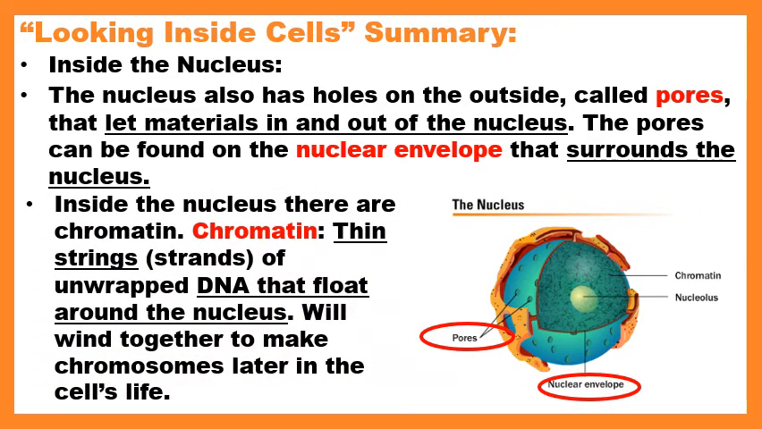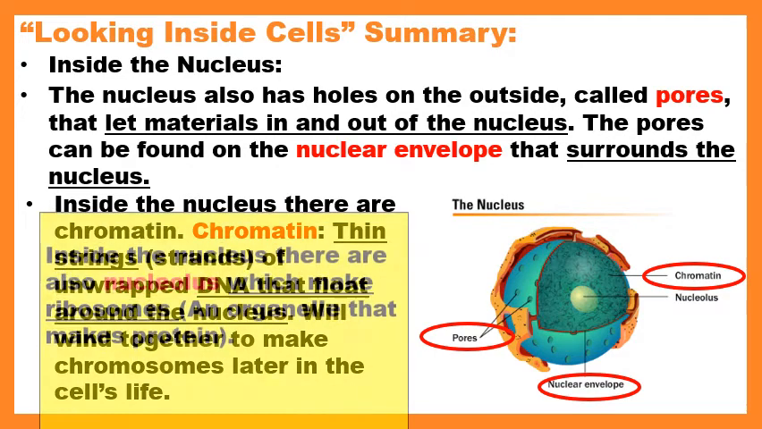Next, we're going to learn about what's inside the nucleus, something called chromatin. Chromatin are thin strings or strands of unwrapped DNA that float around the nucleus. So DNA is your genetic material. It literally gives your body instructions on what to do. And chromatin is basically like loose spaghetti of DNA just floating around. Eventually, it will wind together to make chromosomes, which are those fuzzy little X's that we use for cell division, but not right now. It'll happen later.